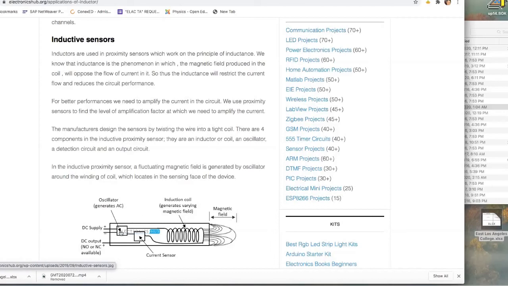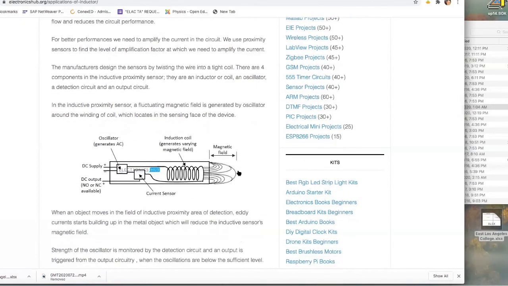So what's happening is that when this guy produces AC current, that comes in here and creates a changing magnetic field here. And then this guy continues to produce back EMF. So the current read over here is due to the current produced by the oscillator plus the current produced by the back EMF of this guy. You see how it's producing a magnetic field here, the solenoid? In the inductive proximity sensor, a fluctuating magnetic field is generated by the oscillator around the winding of the coil, which is located in the sensing face of the device.